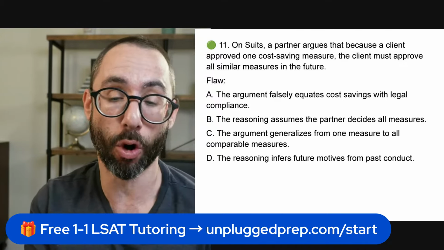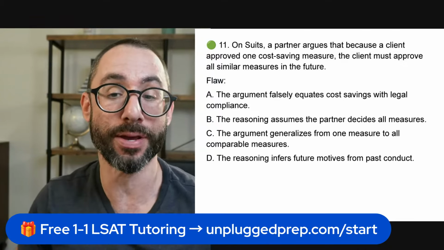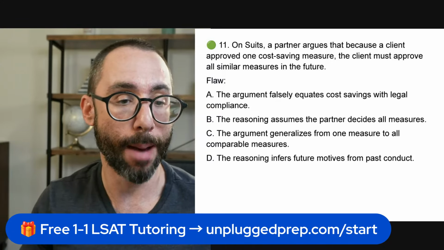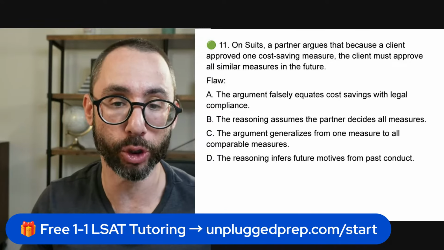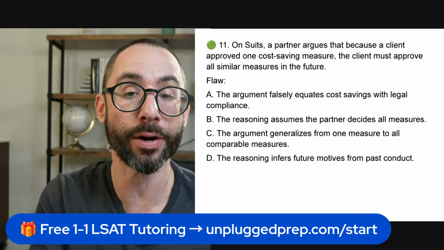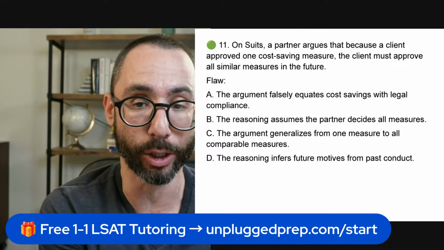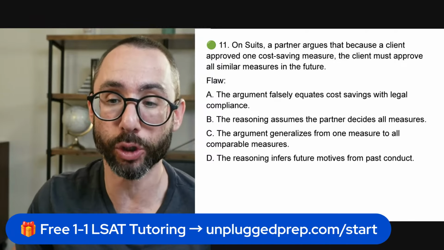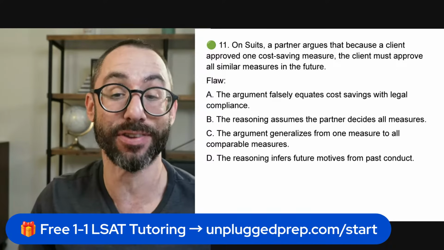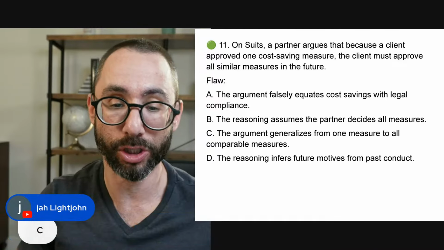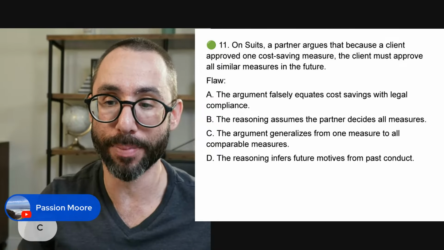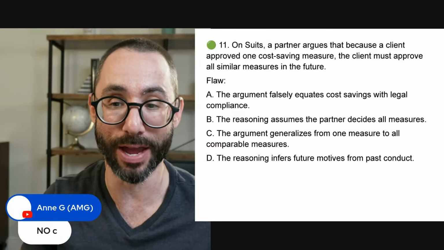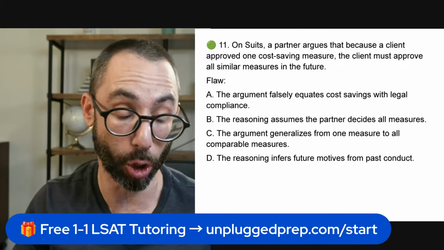Motives and behavior are two different things. Motives just being motivation, of course. But they're assuming that what happened in the past will happen in the future. They're generalizing from one specific cost-saving measure to their approval of all similar measures in the future. So the answer is in fact C as in Charlie. And I see here, John got it, Marlo got it, Passion got it, Autumn got it, and ultimately got it correct. Well done, folks. The answer is in fact C as in Charlie.